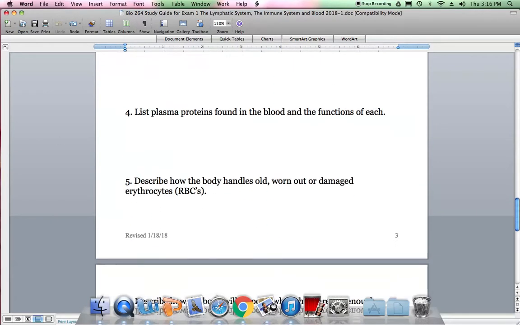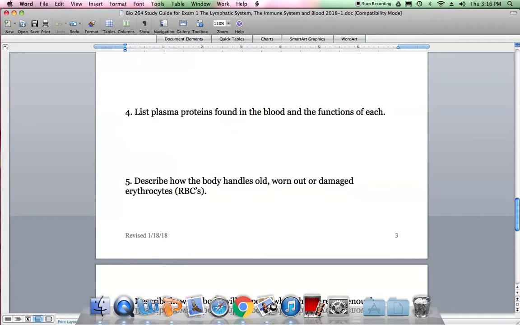And then 5 is actually still talking about the red blood cells or erythrocytes, and it asks you to describe how the body handles old, worn out, or damaged erythrocytes. And this is on the figure that actually shows the life cycle of a red blood cell. Red blood cells circulate in the body between 90 to 120 days, and they actually have to be broken down and dealt with in a very specific way. So there's that figure in chapter 17, and it shows with red blood cells.